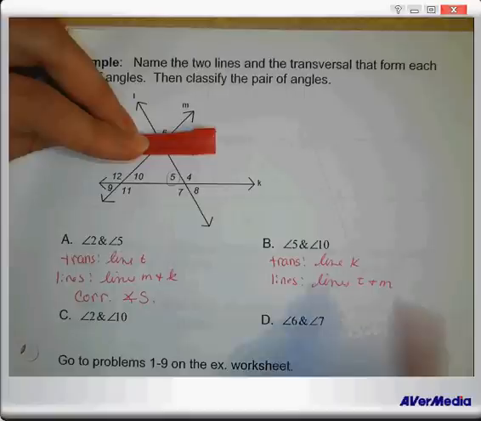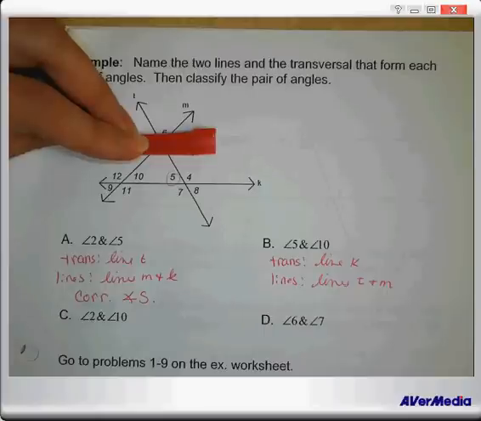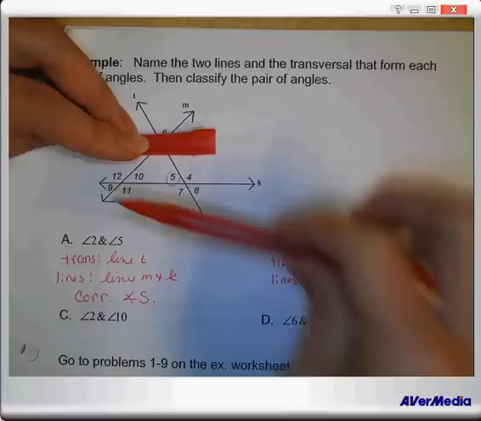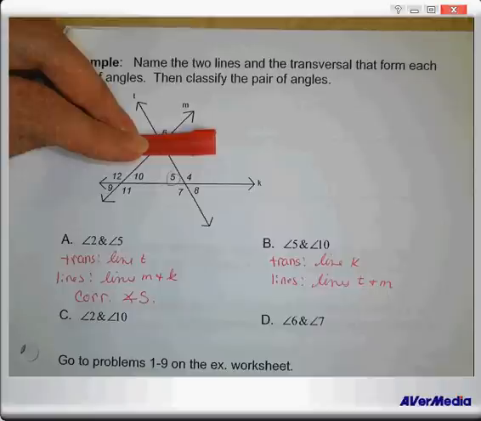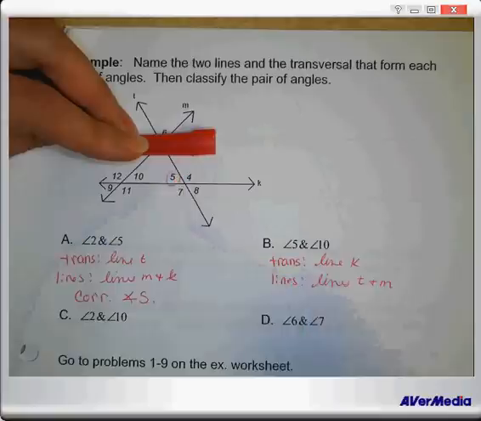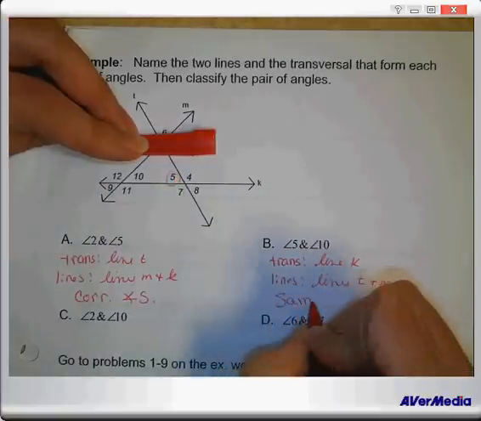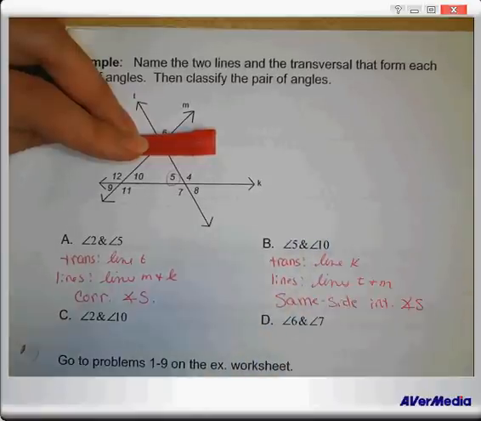Now, look at the angles they give us, 5 and 10. Ask yourself with this transversal, are they on the same side or opposite sides? Well, they're on the same side. Okay? Now ask, are they both in the interior? Yeah, they're both in the interior. This would be considered exterior, exterior. So if they're both in the interior, and they're on the same side, they're same side interior angles.